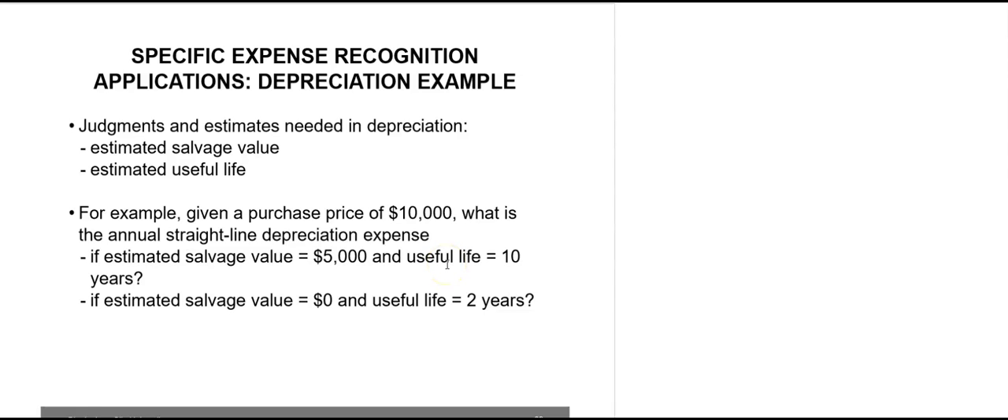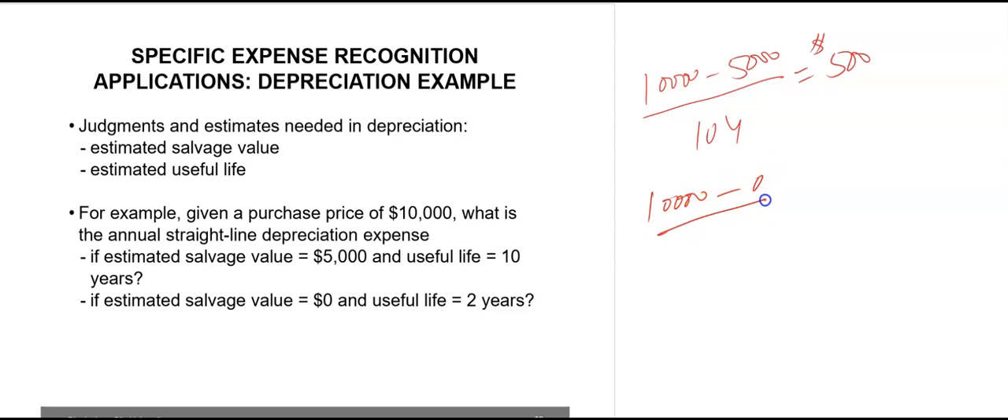For example, an asset has a purchase price of $10,000. What is the annual straight line depreciation expense if the estimated salvage value is $5,000 and the useful life is 10 years? Or if the estimated salvage value is 0 and the useful life is 2 years. So we can see here in the first case, the depreciation amount is equal to 10,000 minus the residual value of 5,000 divided by 10 years. So that gives us $500. In the second case, when the salvage value is 0, we will have 10,000 minus 0 divided by the useful life of 2 years, which gives us 5,000.